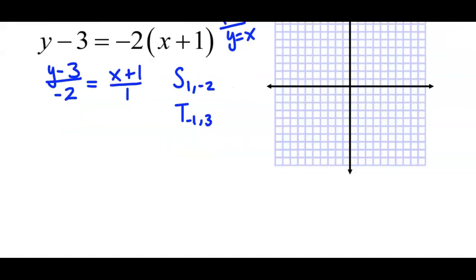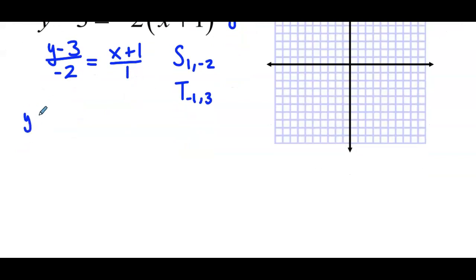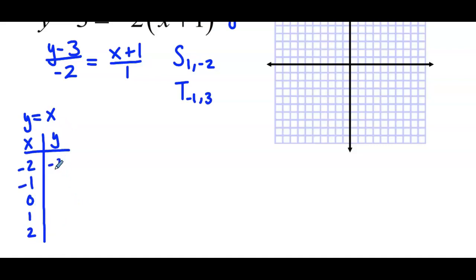So let's start with the table of values for our parent function, which is y equals x. So we have x, we have y, so our table of values is negative 2, negative 1, 0, 1, and 2 as our x values. And if y equals x, then negative 2, negative 1, 0, 1, and 2 will also be the y values. Now we're going to first scale those points by a factor of 1, negative 2. So we'll deal with both the vertical stretch and the reflection at the same time. And then we're going to translate those points negative 1, 3.